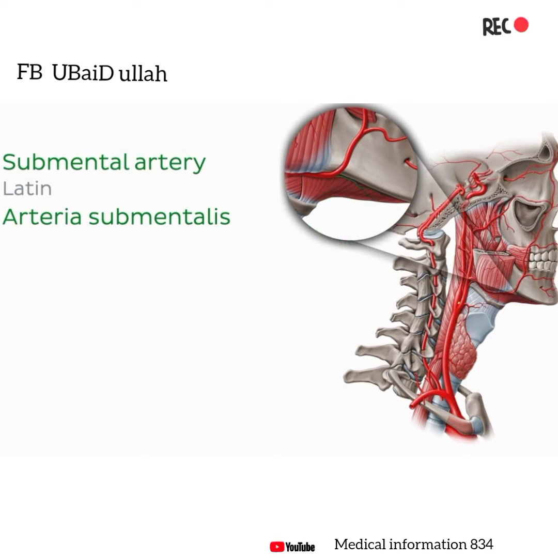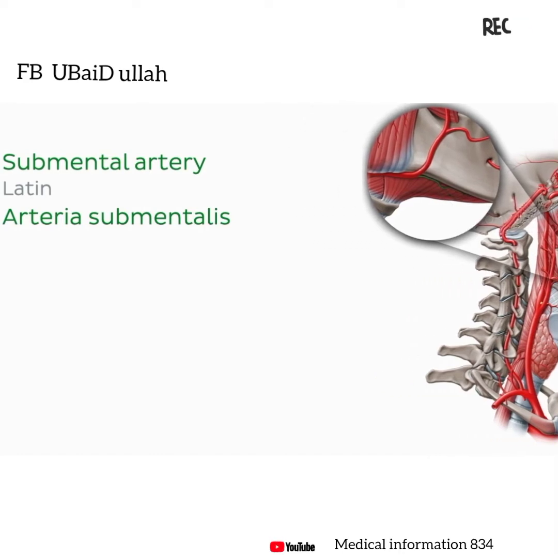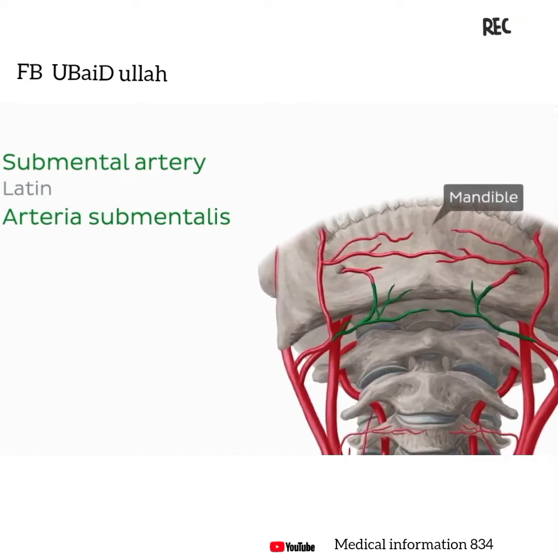The submental artery, which is the largest cervical branch of the facial artery, courses anteriorly over the mylohyoid muscle, passing underneath the anterior belly of the digastric muscle and then inferior to the body of the mandible, where it goes on to supply the muscles and the skin over the submental region.